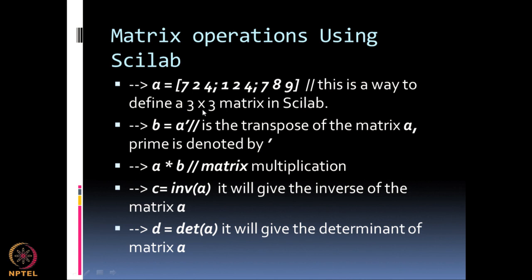Now, how will you give a 4 by 4 matrix? 7 2 4 space 8. Suppose I add an extra 8 here, here an extra 3, then 7 8 9 and some other number, then semicolon and another 4 numbers. Then it will be a 4 by 4 matrix. I do not have to declare the array. Depending on how many numbers are written between the semicolons and the square brackets, it gets the size of the matrix through the data itself.